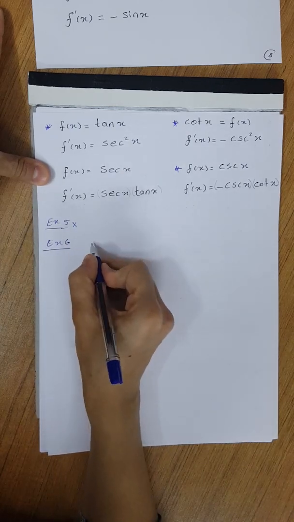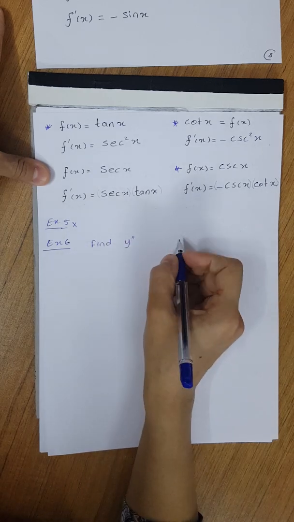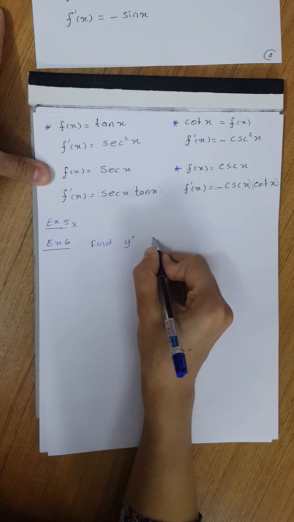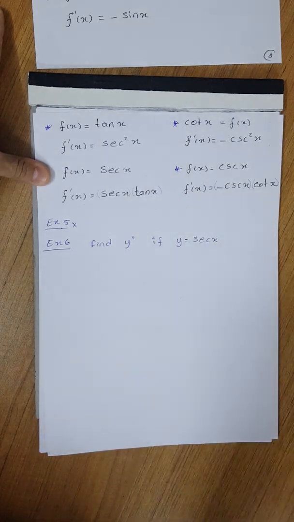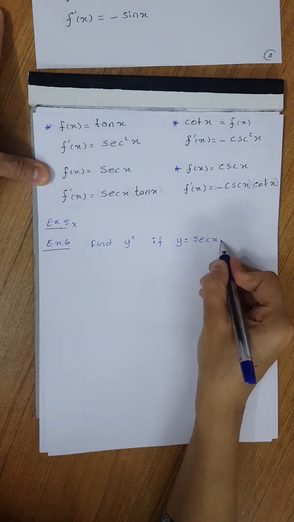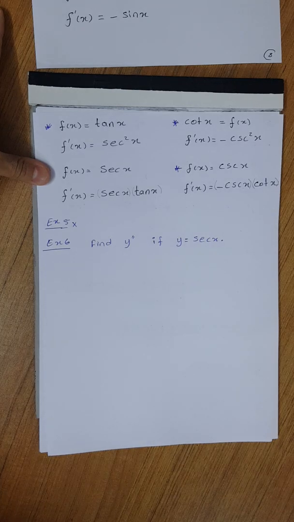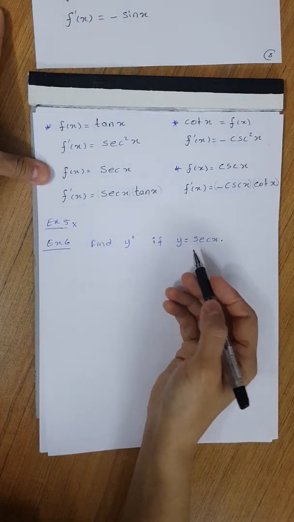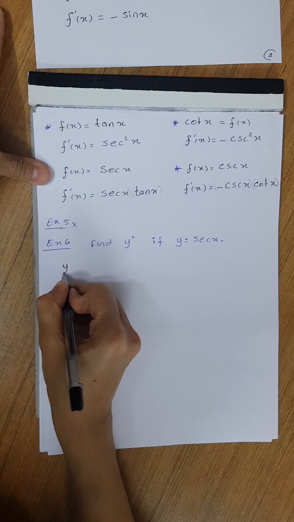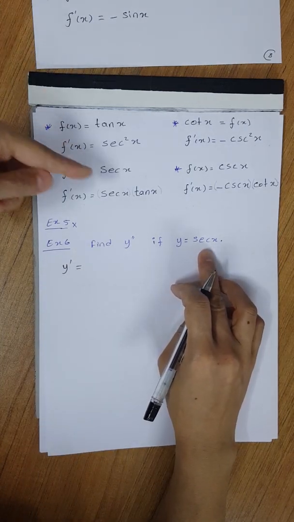Example 6, it is required from you to find y double prime, that is the second derivative of the function y equal to secant of x. So what is given to us? The secant function is given to us, and it is required from you to find the second derivative of the secant function. Okay, how do you find the second derivative? Of course, if you want to find the second derivative of the function, first you have to find the first derivative of the function.